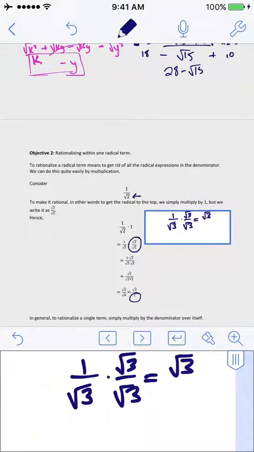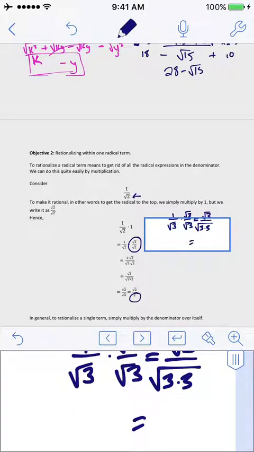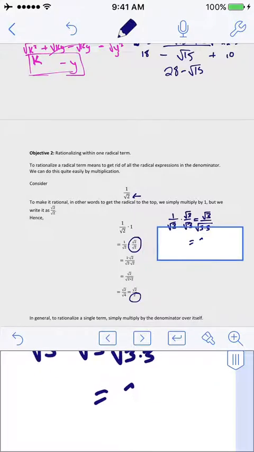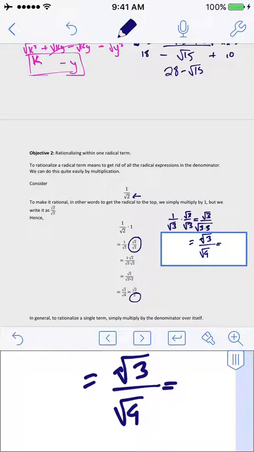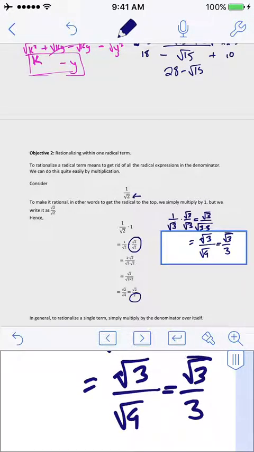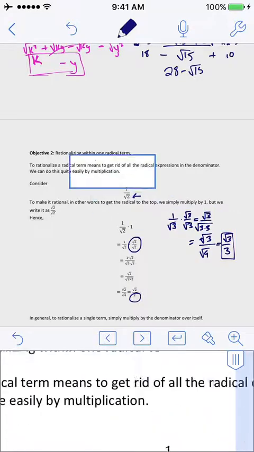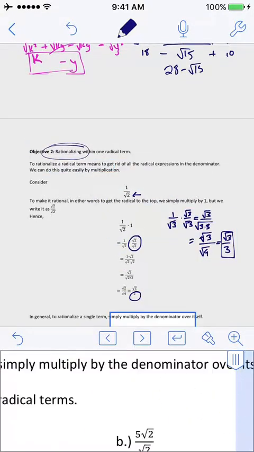And that's okay. But if I multiply the bottoms, I get the square root of 3 times 3 from the product rule, or root 3 over the square root of 9. And we all know that square root of 9 is a positive 3. So now the denominator is a whole number. It is no longer a radical. That's what we call rationalizing.